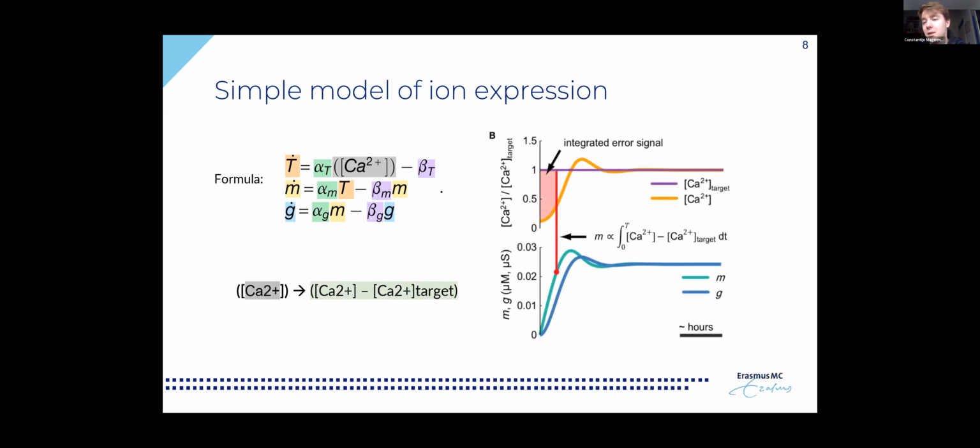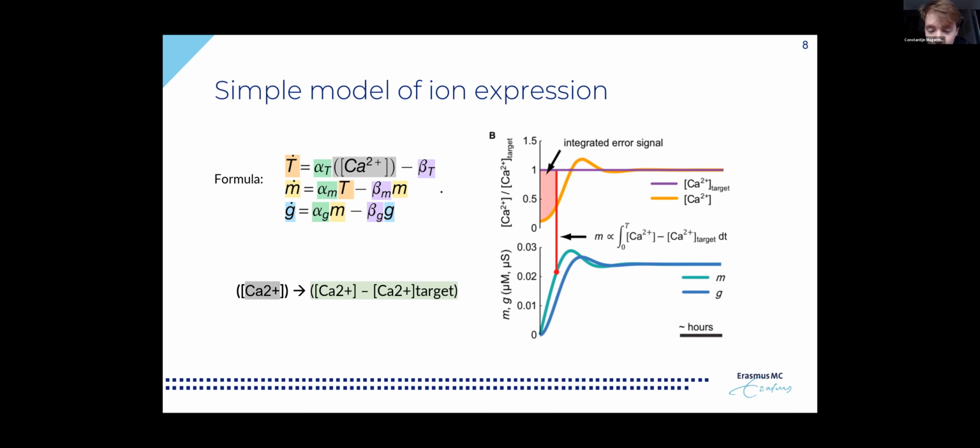All right, well, I'll take you through how the system then works with a little graph. It's good to note that the Ca2+ in the formula is not really just the intracellular calcium concentration, but it's actually the calcium concentration minus the target calcium concentration the cell would like to achieve. So in the little graph to the right of the slide, you can see a moment in which the target concentration the cell has does not equal the concentration it has currently intracellularly.